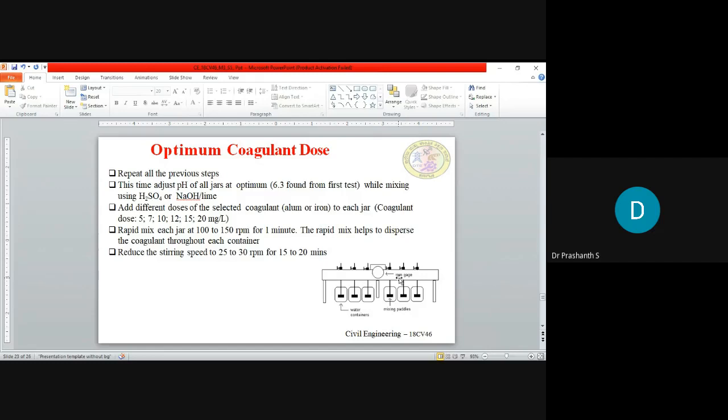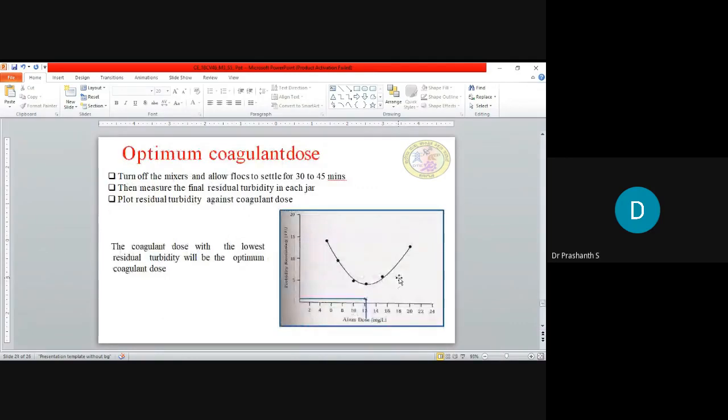Then mix rapidly for 1 minute at a speed of 100 to 150 rpm. Then the third step, as it takes place in the flocculating chamber, slowly stir it for 15 to 20 minutes at a speed of 25 to 30 rpm. Then leave it for 30 to 45 minutes. All the flocks which are formed will settle down.